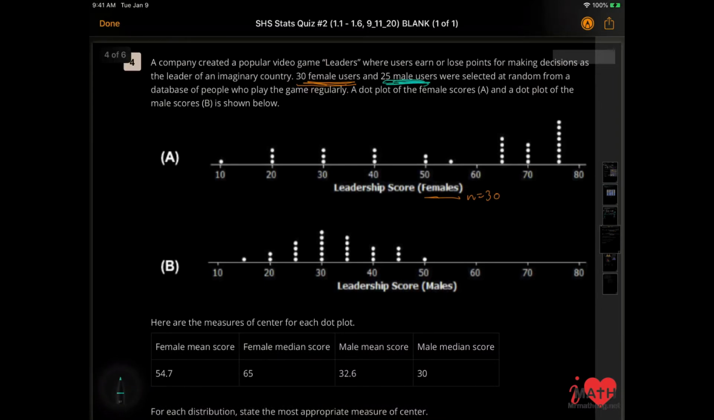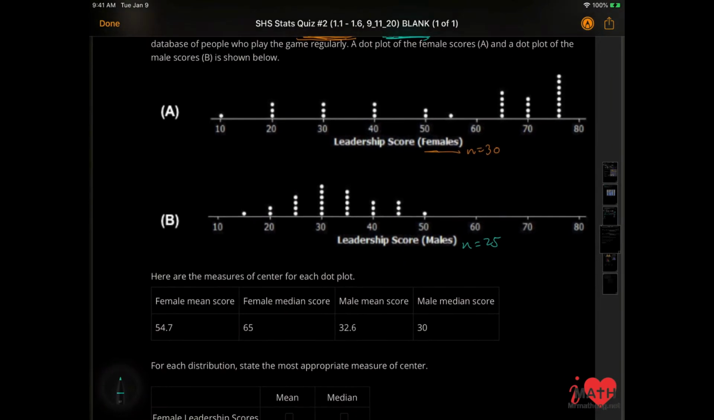And there are 25 male users. N equals 25. So each dot represents a male. So I don't need to really count all those dots. They were selected at random from a database of people who play the game regularly, a dot plot of the female scores in graph A, and a dot plot of the male scores in B. So here are the measures of the center for each dot plot. They've already done some work for us.